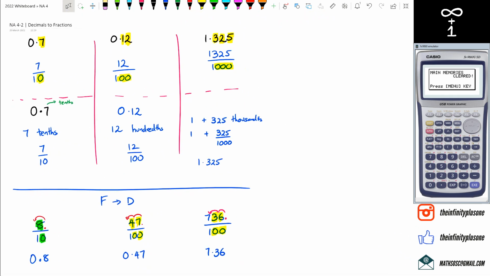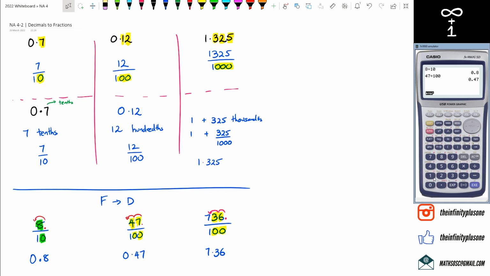Now, when it comes to the calculator, you do end up with this little button right here called F to D, which is fraction to decimal. And if you guys are still using this calculator in a few years' time when you go to NCEA level 1, then what you can do is literally just go 8 divided by 10, and that's going to give you 0.8. Now, that's the last example that I did. And if you do 47 divided by 100, you're going to get 0.47.